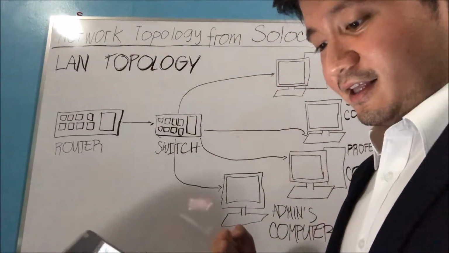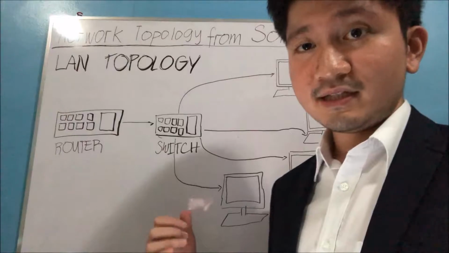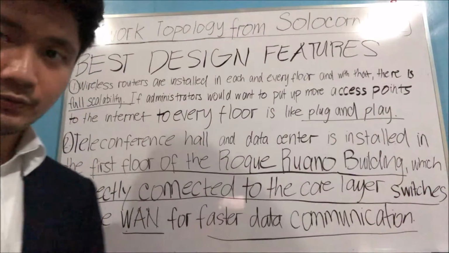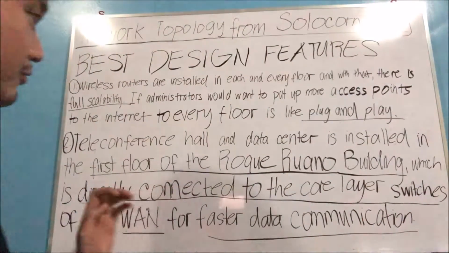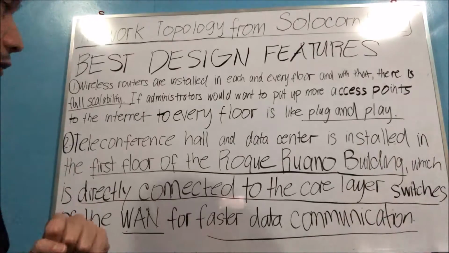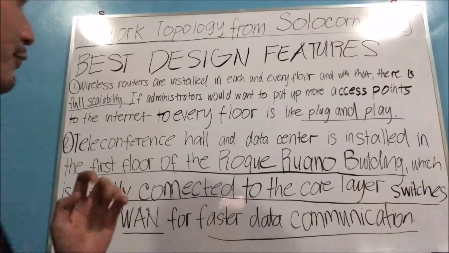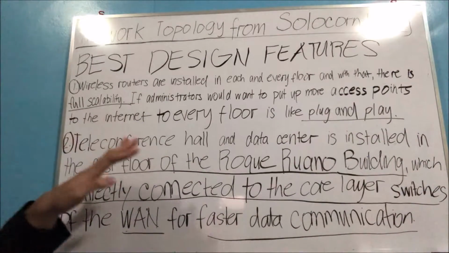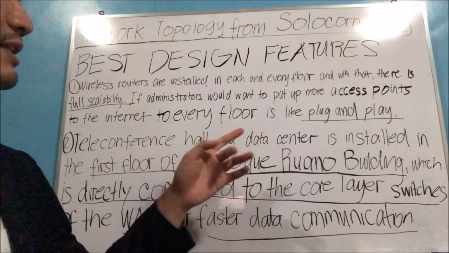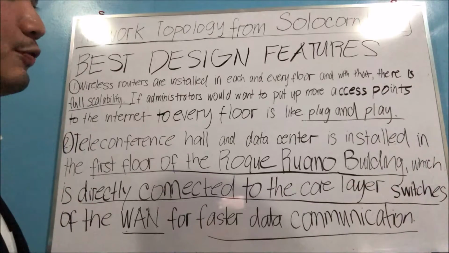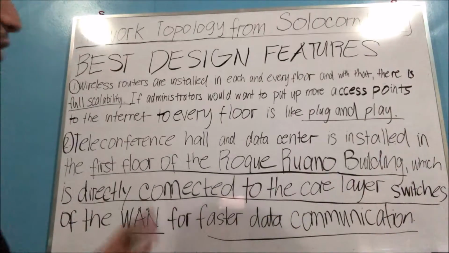So the next topic that we'll be discussing will be our best design features for the Roque Roaño building. First, our best design feature is that wireless routers are installed on each and every floor, and with that, there is full scalability. If administrators want to put up more access points to the internet on every floor, it is plug and play. It would not be a hassle for them to add access points to the internet.